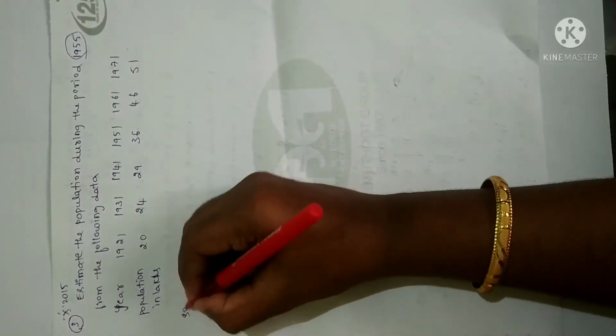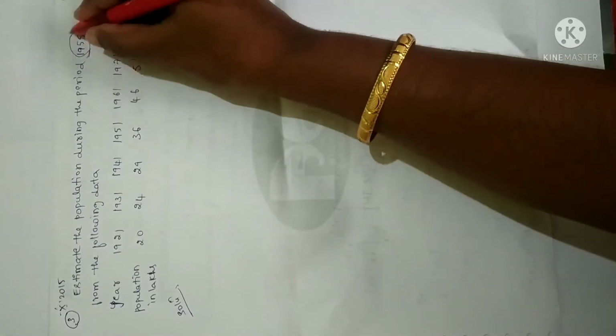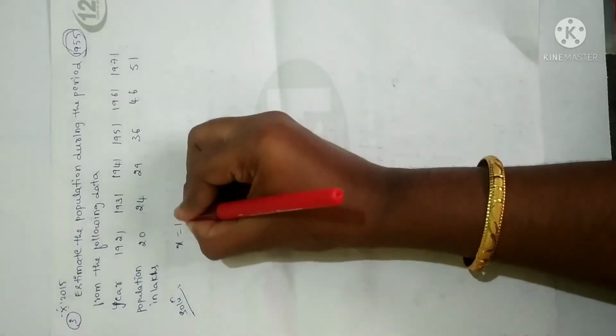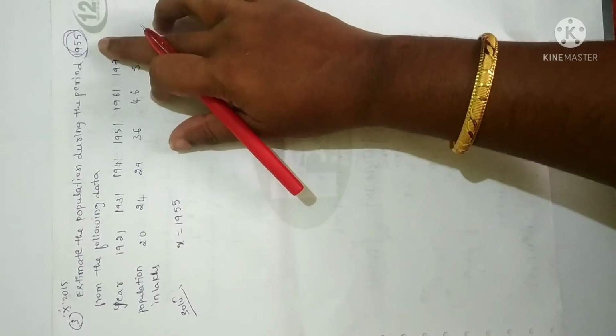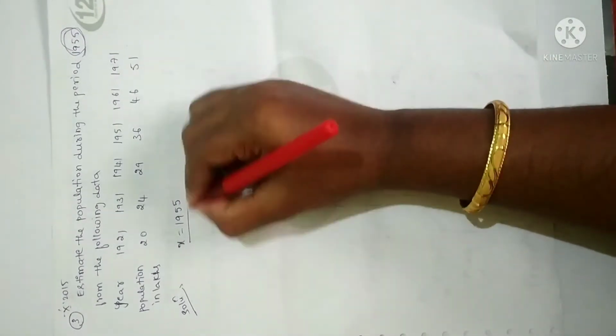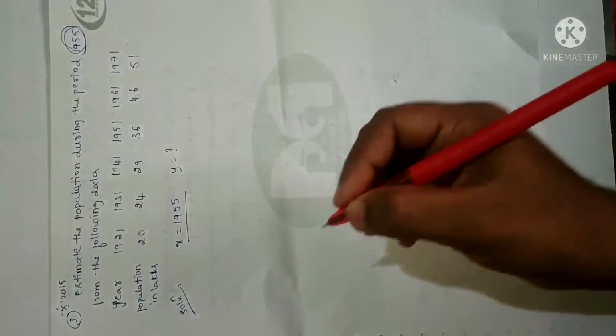So what do we need to find? At x equal to 1955, that is, the x value is 1955, we need to find the population in this year. So this will be the unknown value. We have to take that as x. So at x equal to 1955, we need to calculate the y value.